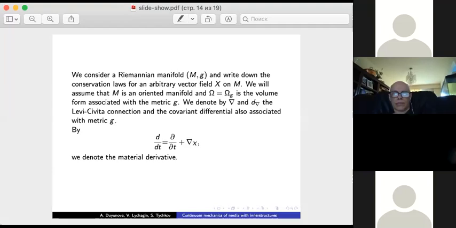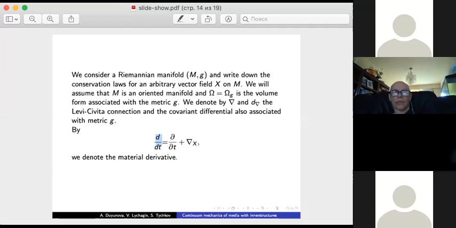Well, so in this part, we consider a Riemannian manifold M with metric G. We assume that this manifold is an oriented manifold, and omega is the volume form associated with the metric. And we denote by nabla and d-nabla the Levi-Civita connection and the covariant differential associated with metric G. And by d over dt, we denote the material derivative.